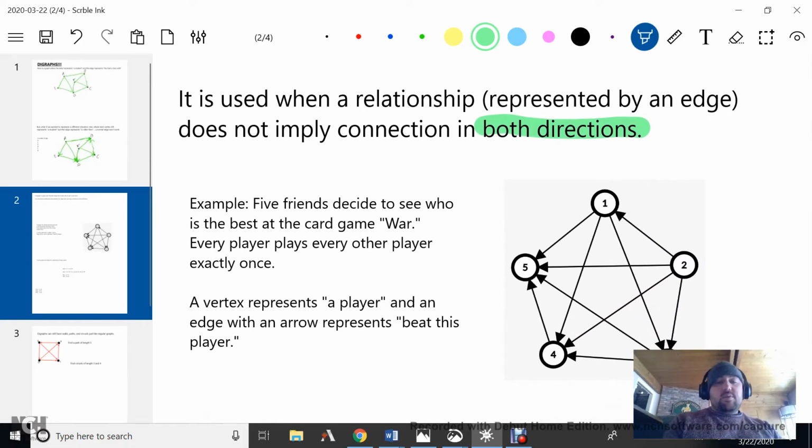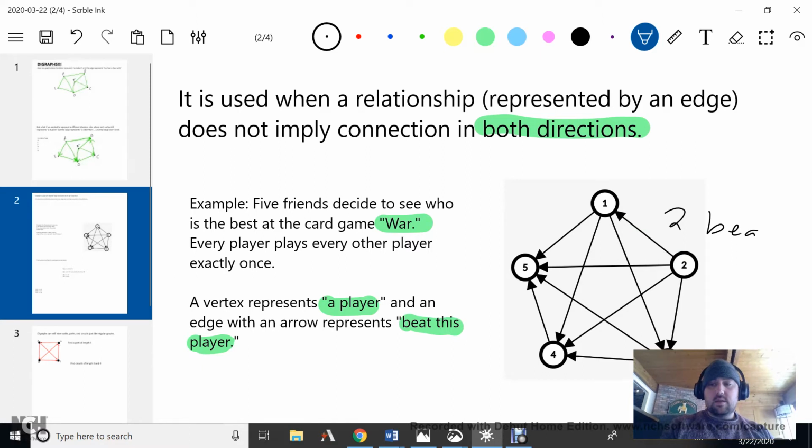So here's an example. Five friends decide who is the best at the card game War. Now, just to be clear, War is not a game. There's no choices to make. You can't be good at War. Doesn't matter. Every player plays each other player exactly once. A vertex represents a player, and an edge with an arrow represents beats this player. So we can see from over here that when 1 and 2 played, 2 beat 1, because the arrow points from 2 to 1. So this means that 2 beat 1.